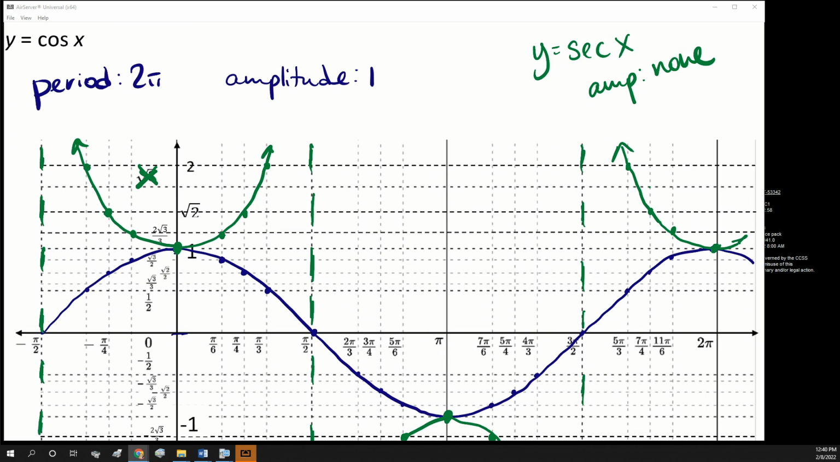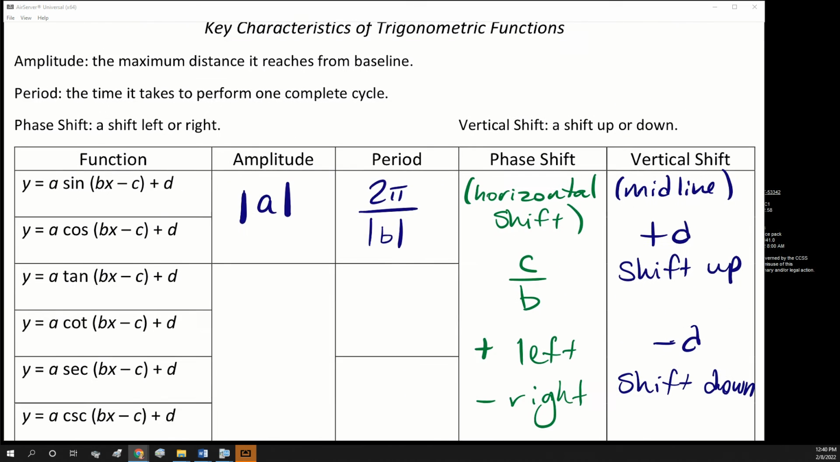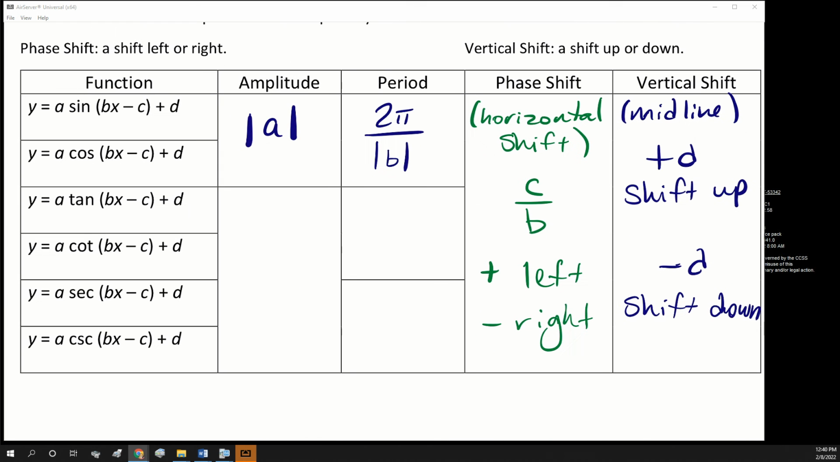All right. So now, if you all go to the little half sheet, we're going to fill in a couple more boxes. All right, so tangent, cotangent, which we haven't talked about yet, and secant and cosecant do not have amplitude. So those are all none for amplitude.